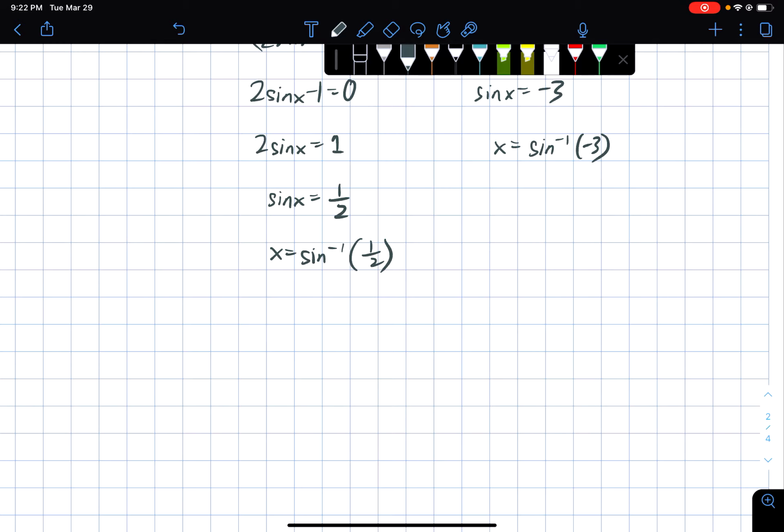Arcsine of 1 over 2, x is equal to 30. So it's considered a solution. It falls between 0 to 360. Let's find the other one.